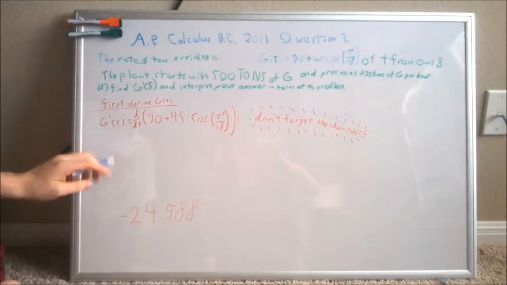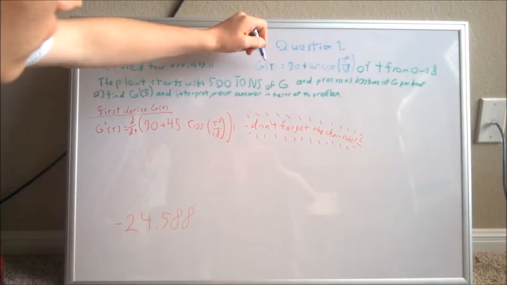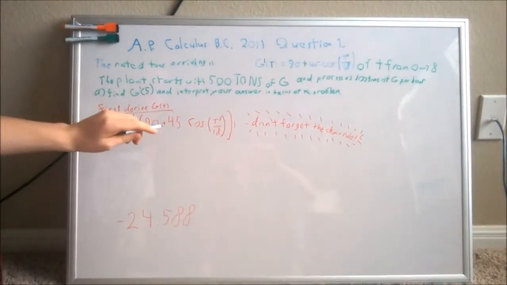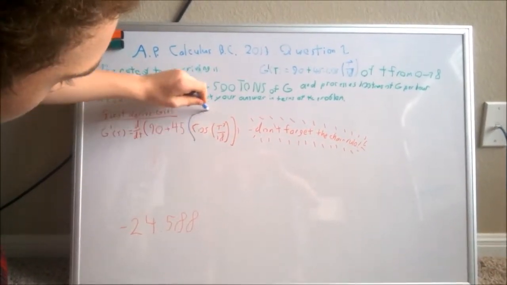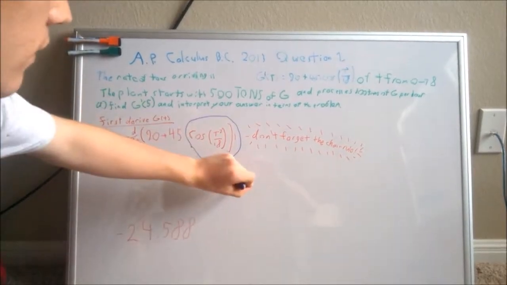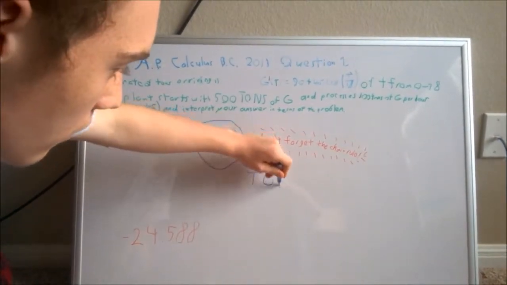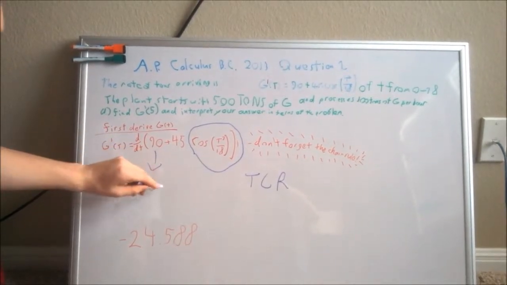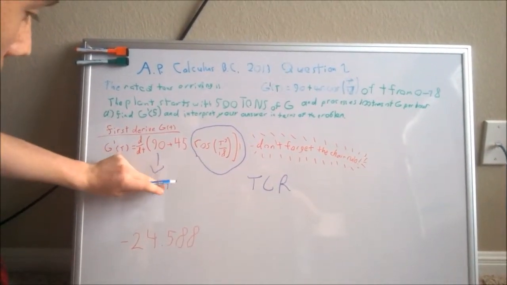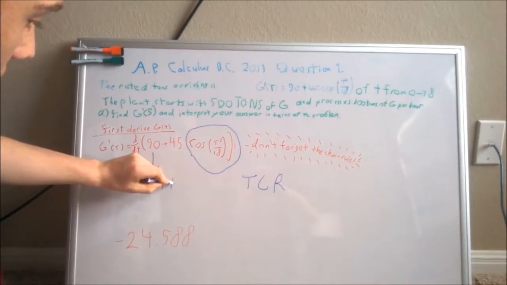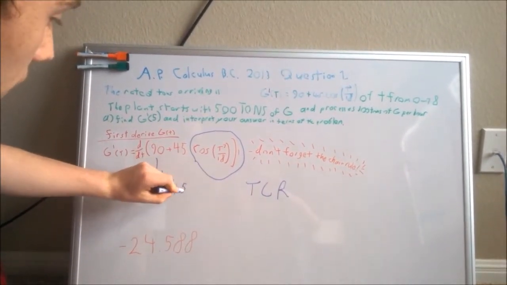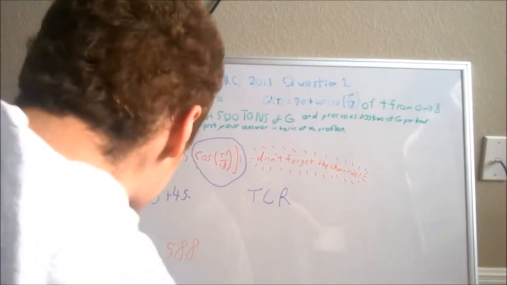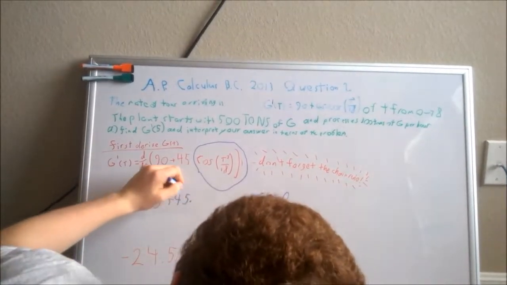All right, so to do this, very simple standard derivation of g prime of t. The only difficulty you might find is that there is a chain rule right there. T, C, R. Pretty simple stuff. 90 goes to nothing plus 45. 45 is a constant, so it remains the same, times the derivative of cosine, which is negative sine.